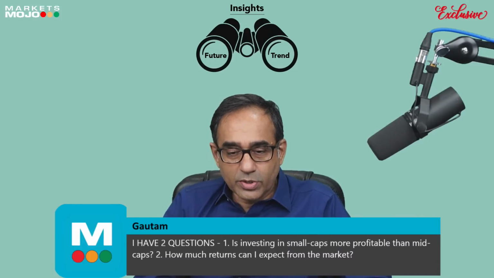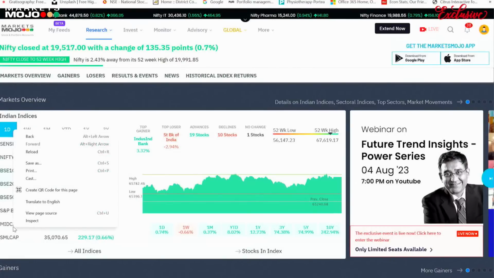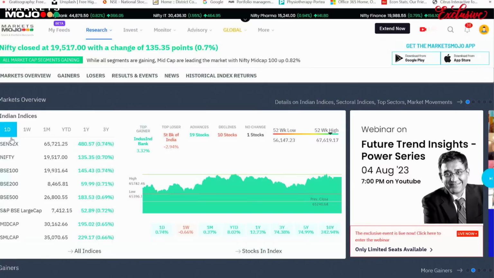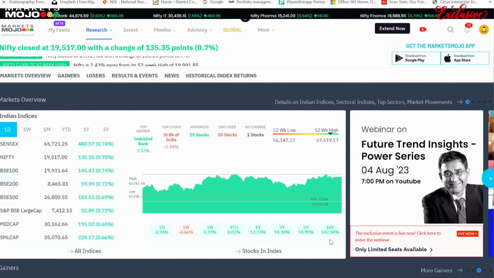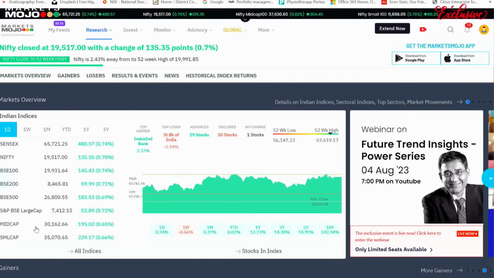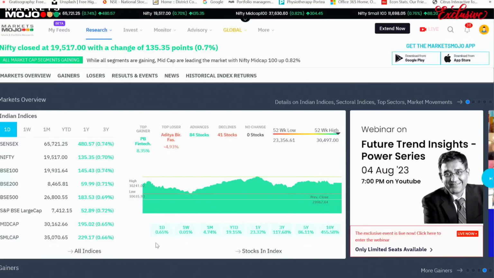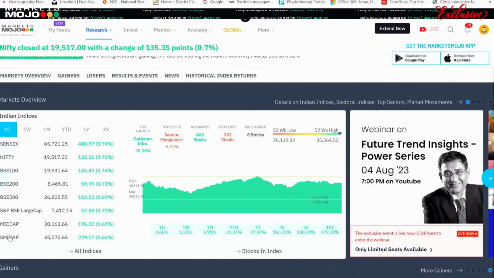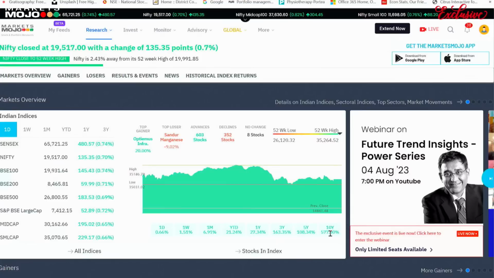If you look at it historically also, let me take you to the website. Okay, let's look at it step by step. So Sensex in the last 10 years has given 242% return. Let's look at mid cap. It gave 455% return in the last 10 years. And the small cap gave 577% return in the last 10 years.